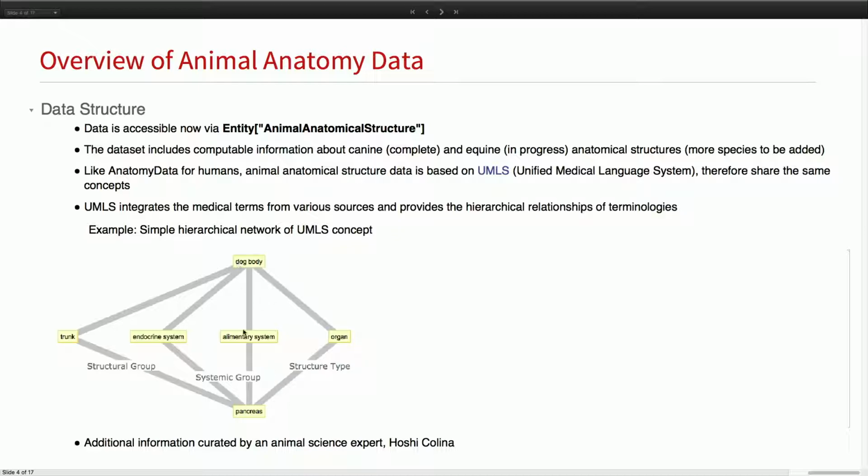For example, dog's pancreas is structural part of trunk, systematic part of endocrine, as well as alimentary systems, as well as member of the structure organs in the dog's body. So we can easily access these hierarchical relation information using the various properties, which I'm going to show you in a minute. And additional information was curated by our intern.